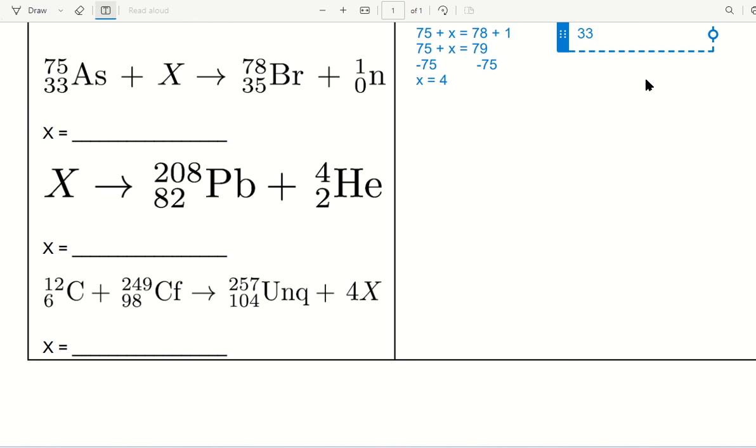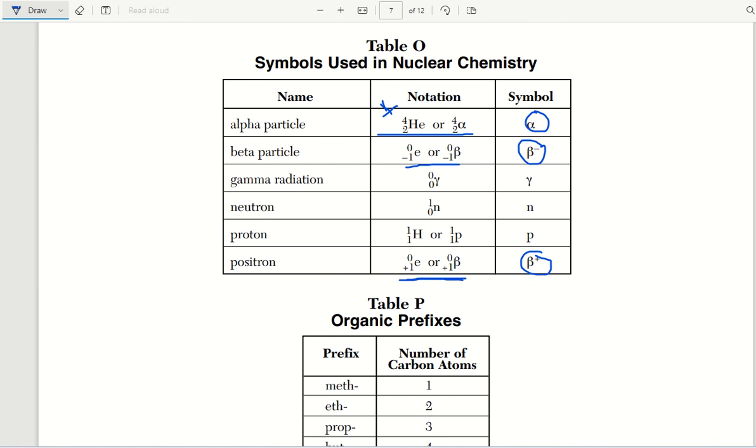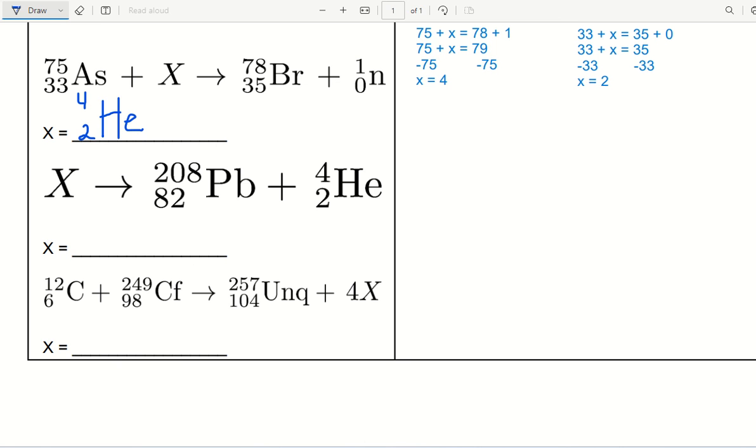33 plus x equals 35 plus 0. Well, 35 plus 0 is just 35, right? Minus 33 from both sides. And we get x equals 2. So this one again has 4, 2. So you should remember what this one is. That was helium. If you didn't, we looked at table O. Okay. All right, next one.